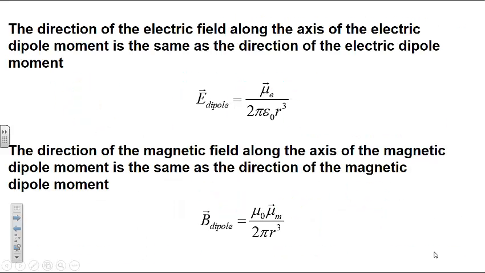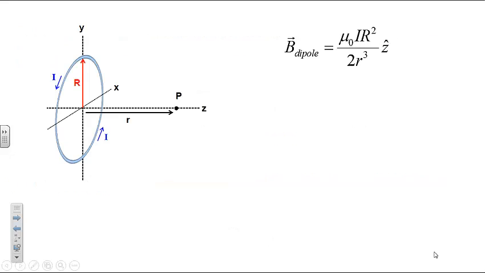The direction of the electric field along the axis of the electric dipole moment is the same as the direction of the electric dipole moment. Similarly, the direction of the magnetic field along the axis of the magnetic dipole moment is the same as the direction of the magnetic dipole moment. The vector mu sub m is referred to as the magnetic dipole moment. We can determine the magnitude of the magnetic dipole moment from the multipole expansion of the magnetic field of the system.